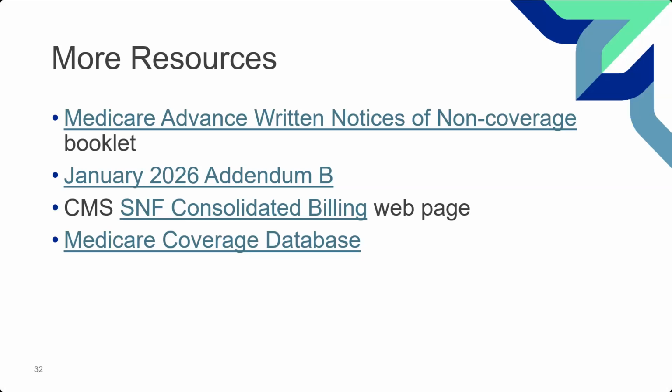The CMS website's SNF consolidated billing page is where you can find out if the service you're providing can be billed to Medicare directly by you, or if you need to bill it back to the skilled nursing facility for payment. And then we have the Medicare coverage database, which is where you're going to find the national coverage determinations, those different lab services that we talked about, and what the coverage criteria and the frequency for some of those are.